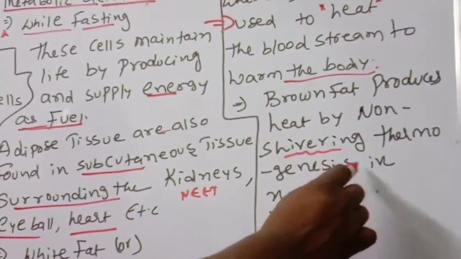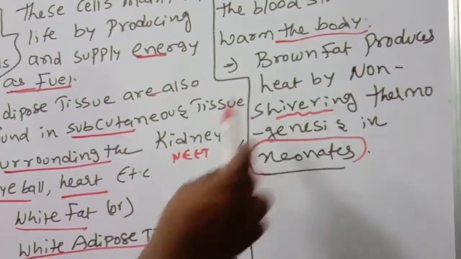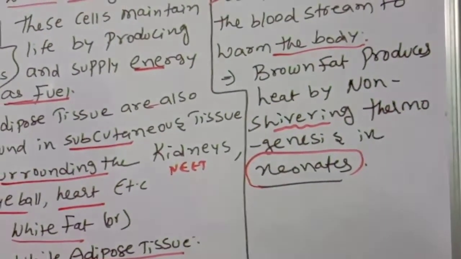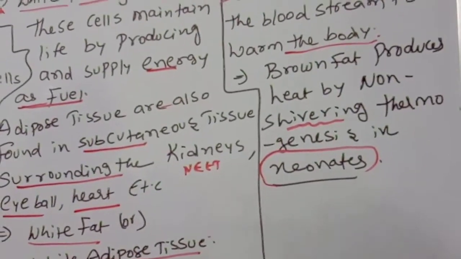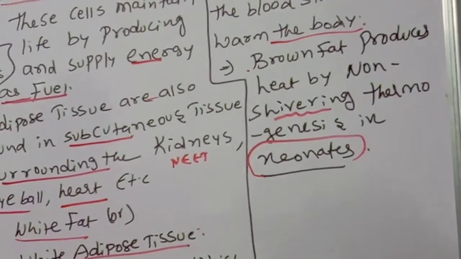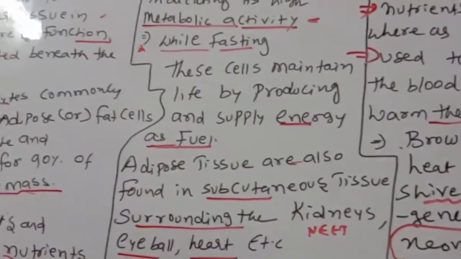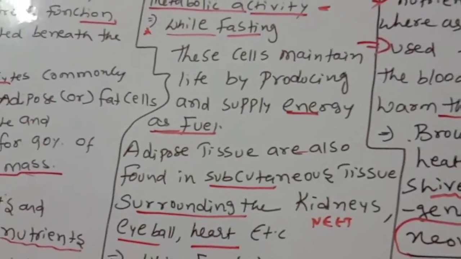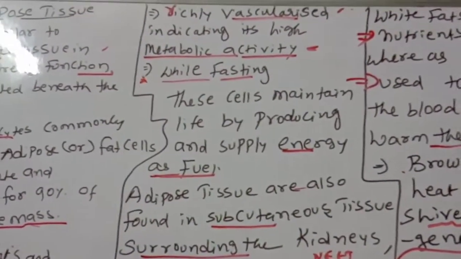In which ones? Neonates. In the neonates, without shivering only, the heat will be generated in the body. Who will generate the heat? That brown fat, without shivering in the neonates. So these are the main important adipose tissue characters and types.